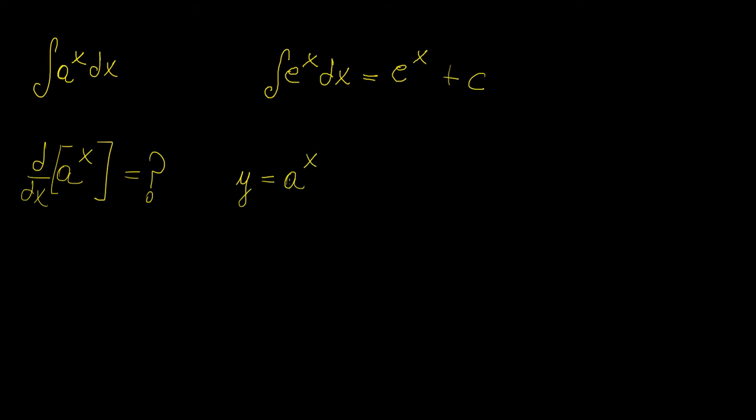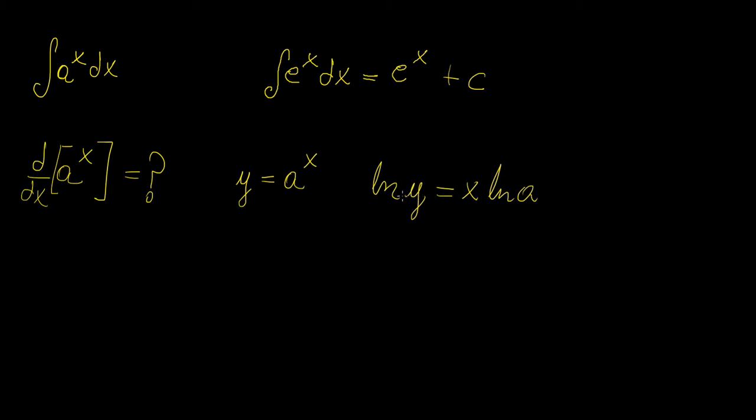Now what we're going to do is take the natural log of both sides. So this becomes natural log of y equals natural log of a to the x, so x times natural log of a. Now you can differentiate both sides. On this side you have y, which is a function of x, so you're going to have to use the chain rule to differentiate this.